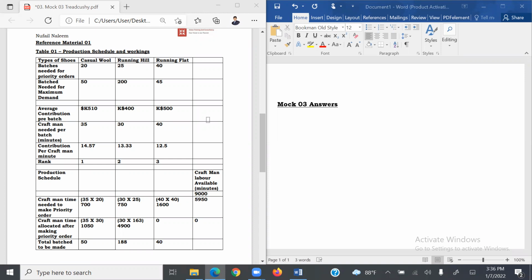The analysis part is not tough, students, because today I will guide you on how the analysis part works out. Here you see casual wood shoe, running shoe, and running flat shoe, and this is the total demand, and this is the priority order. So addition is 30: 20 plus 30, total 50. 25 plus 175, total 200. 40 plus 5 extra, it's going to give you the balance. So students, this is how it is done. Priority order means that you need to do it on a first come, first served basis. And these are the rest.